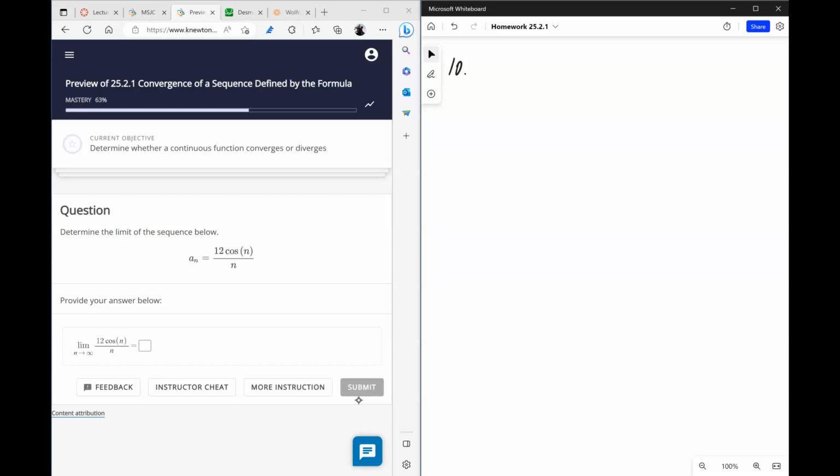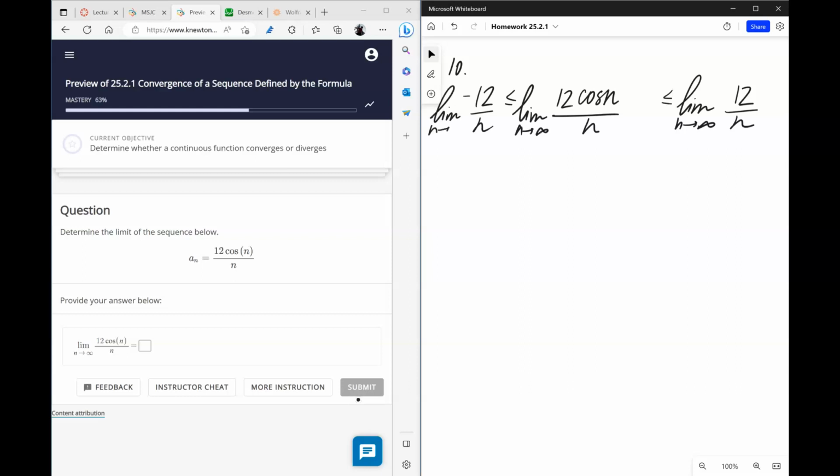This is like a classic squeeze theorem. So cosine of n is bounded between 1 and negative 1, times 12, which just makes it all times 12. Dividing it by n makes all of this divided by n. Throwing the limit in there doesn't change the inequality, but the limit on the right hand side is 0, and the limit on the left hand side is 0. The limit in the middle is what we are looking for.